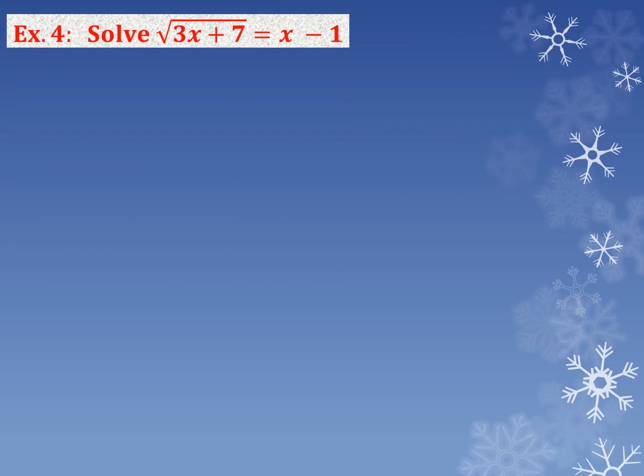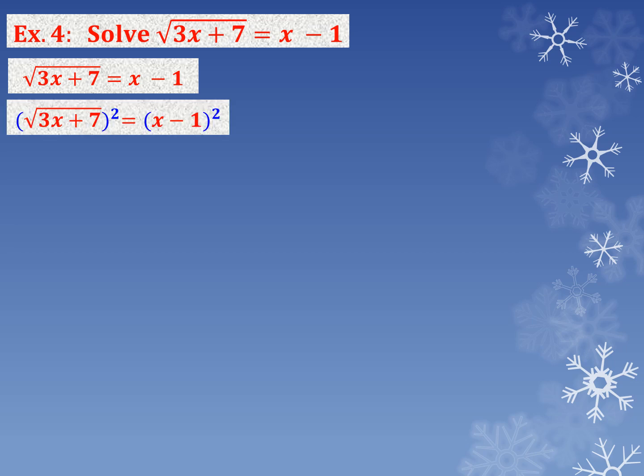Now let's look at example 4. They want us to solve the square root of 3x plus 7 equals x minus 1. So remember, your first step is to isolate the radical. In this case, the radical is isolated. It is completely by itself on the left side. So now I have to go about how do I undo the square root? Well, to undo the square root, I'm going to square both sides.